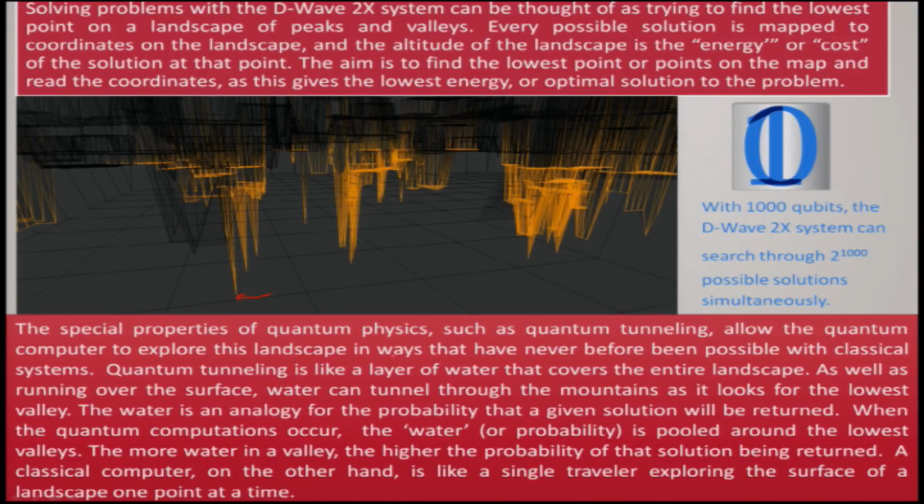Quantum tunneling, on the other hand, is like a layer of water that covers the entire landscape. You can visualize it in that way. As well as running over the surface, water can tunnel through the mountains as it looks for the lowest value. The water is an analogy for the probability that a given solution will be returned. So, when the quantum computations occur, the water or the probability is pooled around the lowest valleys. The more water in a valley, the higher the probability of that solution being returned.